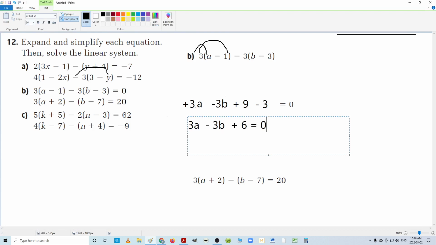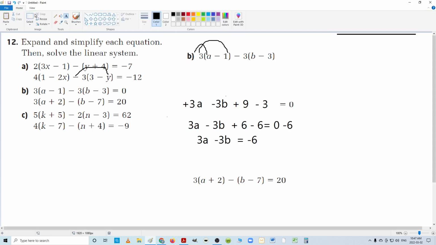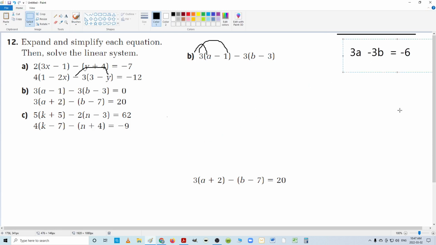And I want it on the other side, so I'm going to subtract 6 from both sides. I get 3a minus 3b. What's 0 minus 6? Minus 6. It looks like I have an a and a b and a number. So it's done. Then you do the next one.